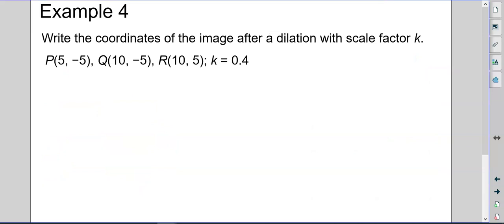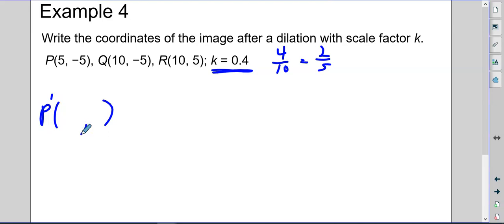All right, we don't need to graph this. It says write the coordinates of the image after dilation with the scale factor K. And in this case, K is 0.4, which is 4/10, which reduces to 2/5. Okay, so you can do one of two things. You can use your calculator and multiply each one by 0.4, or you can multiply by 2 and divide by 5. Doesn't matter.